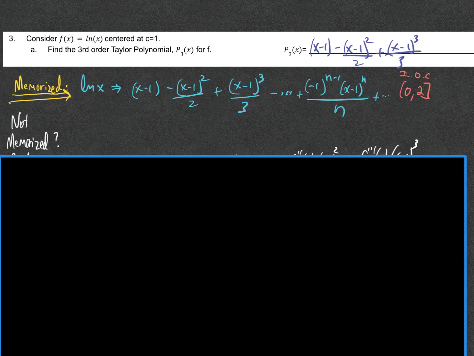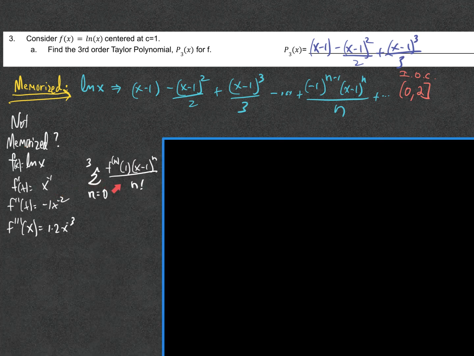However, quite a few of you did not have this series memorized, in which case you have one of 2 options, both of which ate up a lot of your time. First option is to generate the Taylor series from scratch. We'll need to go from n equals 0 to n equals 3 to get the third degree polynomial.